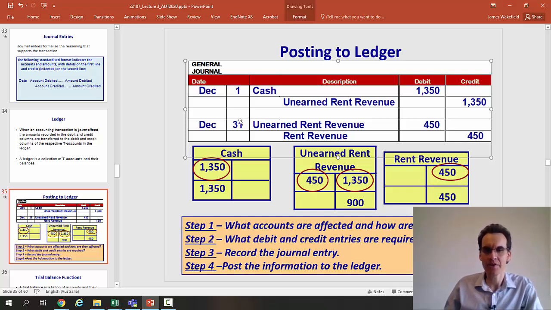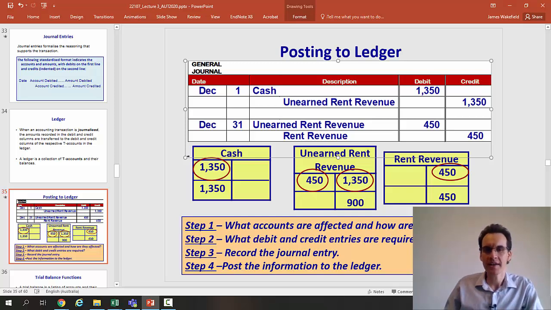So let's start with the first part of this transaction. Here we have unearned rent revenue, $450 debited, which means we're decreasing the amount we owe to customers. So we debit that in the unearned rent revenue account there. And we are earning rent revenue. So we credit rent revenue $450. So we credit that to the T account.